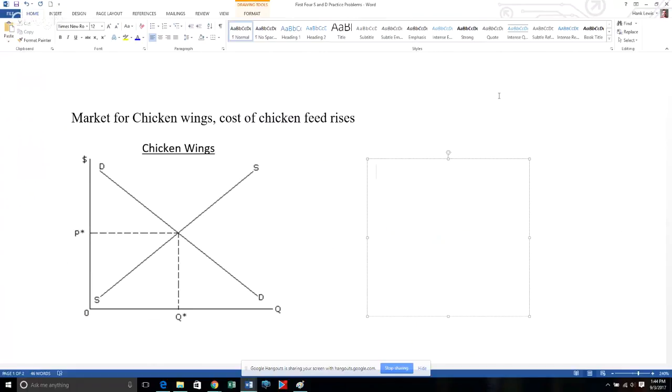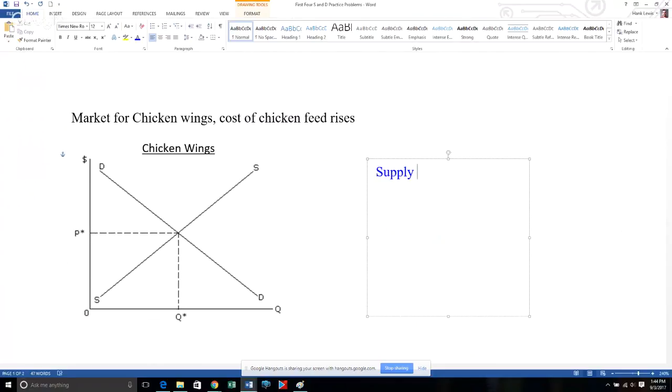Obviously, the chickens are a resource that is used to make the chicken wings, and the feed is something you got to feed the chickens. So what we have here is a resource cost. We've already talked about the fact that resources are used by businesses to produce something. Businesses are producers. This is a supply curve. So we're going to write supply.